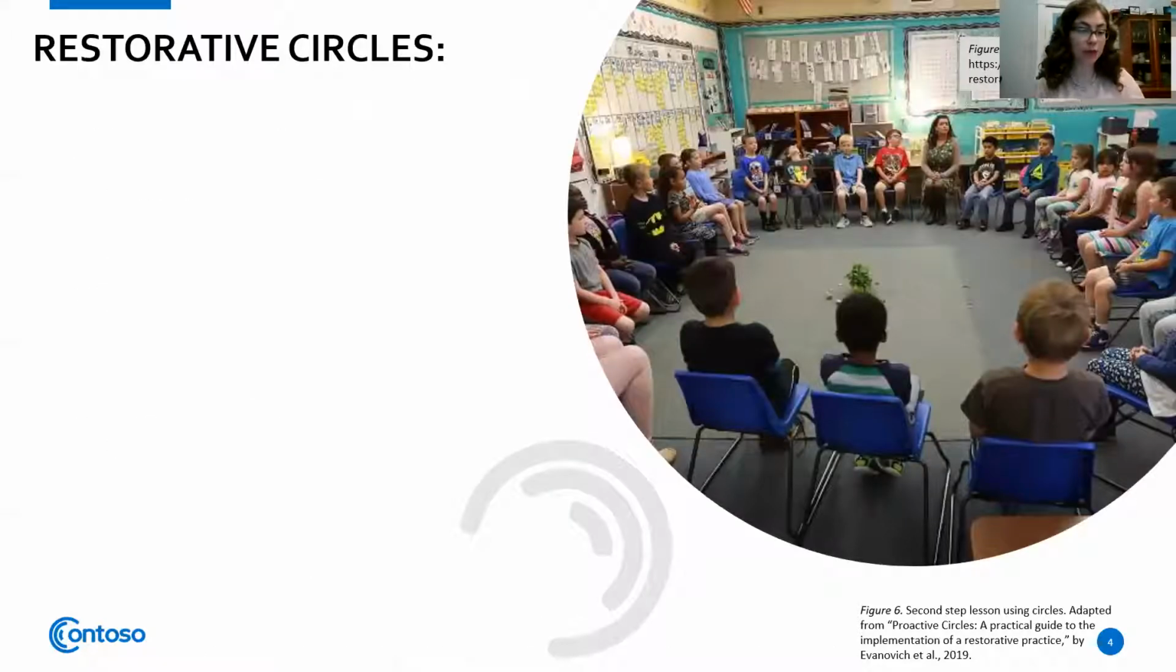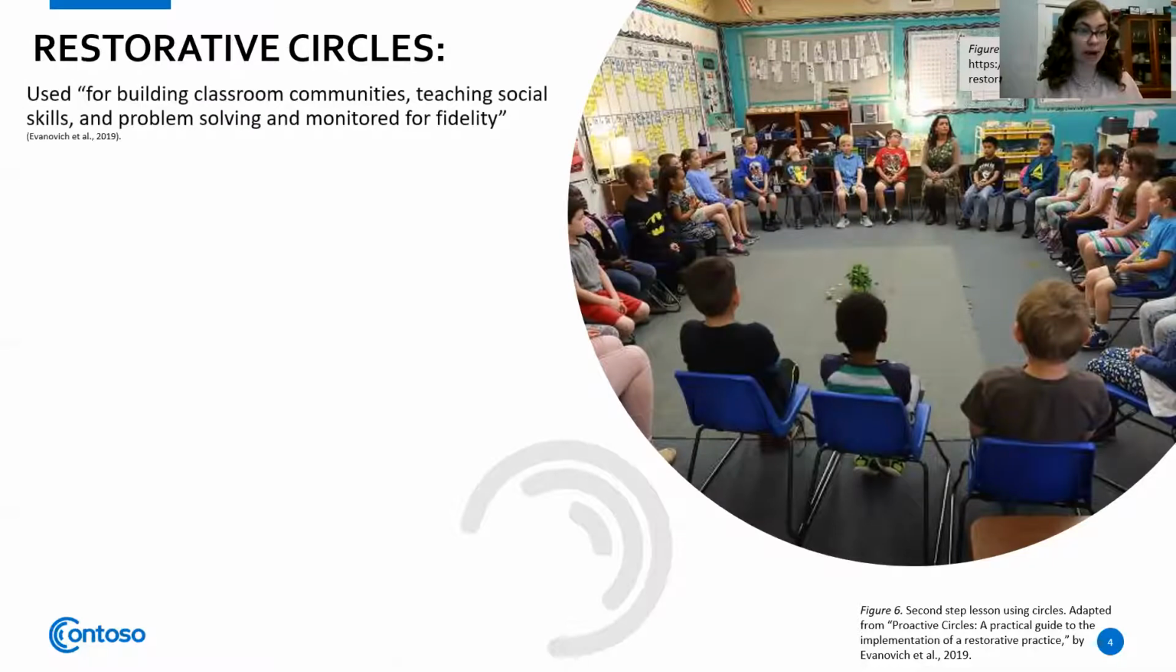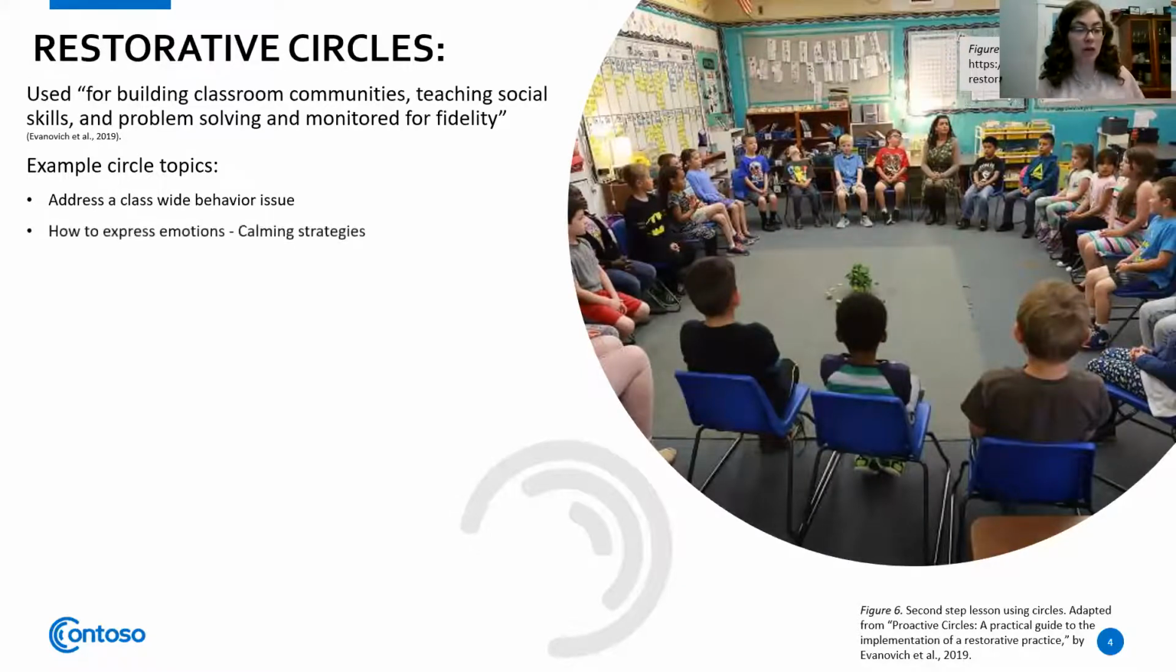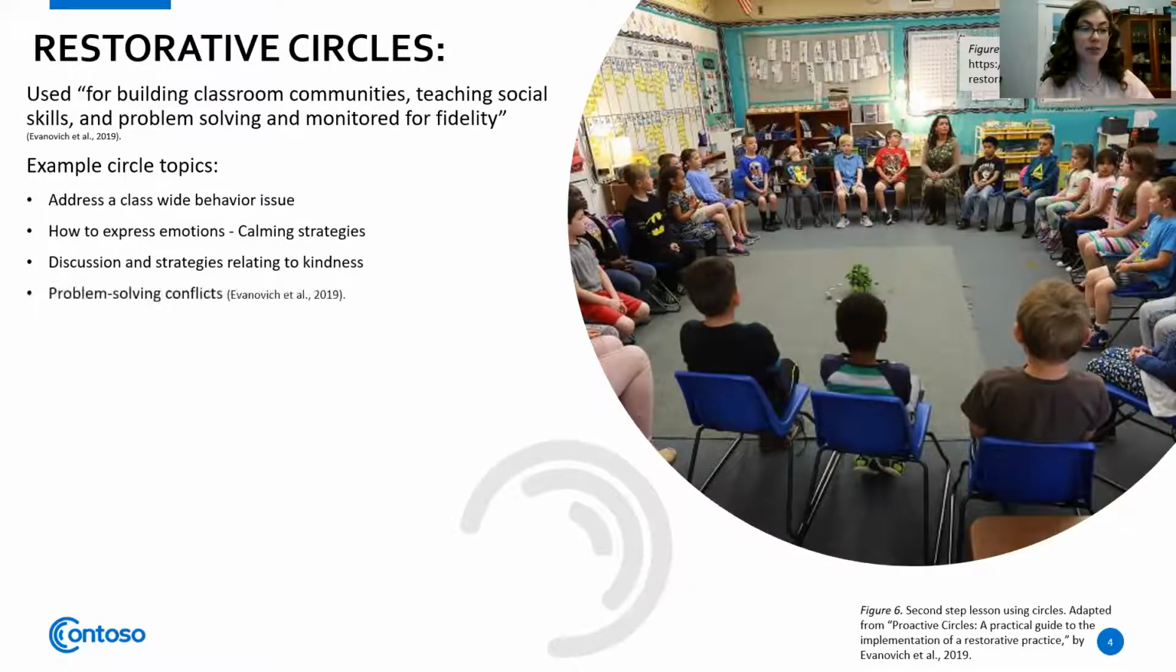So restorative circles are very central to restorative practices, and these are used for building classroom communities, teaching social skills, and problem solving. And here are some examples. There's many of them. They can be used to address a behavioral issue, but that's not the only time they should be used if it's going to be effective. They could be used to discuss expression of emotions or maybe some calming strategies. You could talk about kindness. How can we show kindness to others and make a discussion about that? Talking about problem solving conflicts.